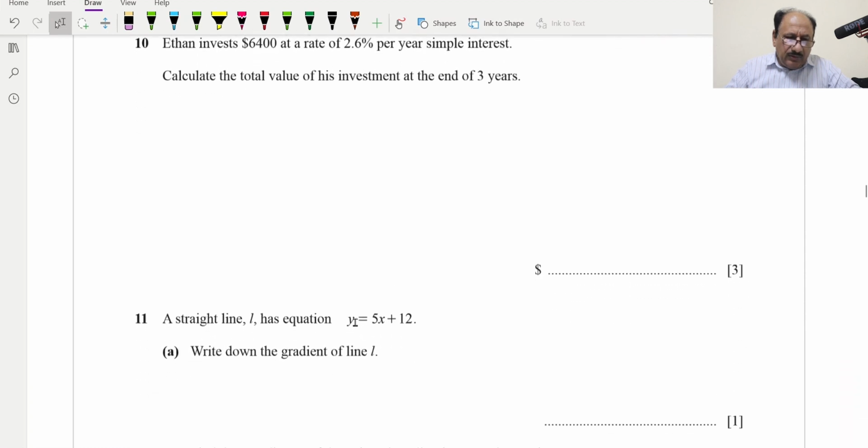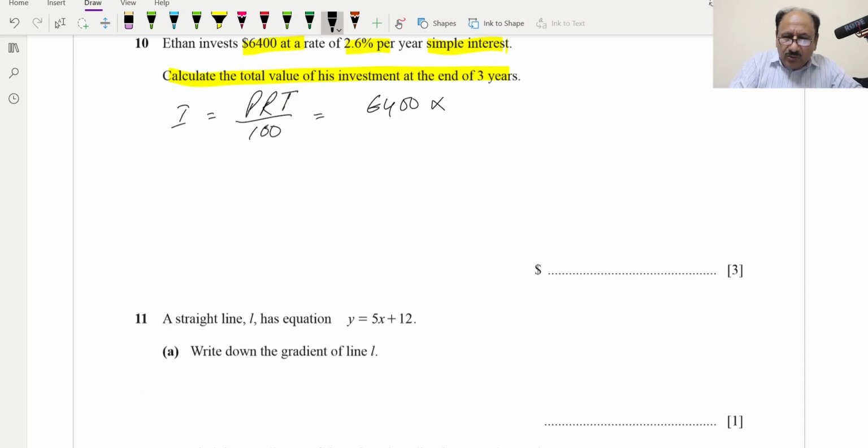Then question number 10, Athens invests this much amount at a rate of 2.6%. This is simple interest. Calculate the total value of his investment at the end of 3 years. So first we can calculate, we know the interest formula. Interest is equal to PRT over 100, and we will be replacing values. Principal amount is 6,400, into rate, which is R, 2.6%, and the duration is 3 years, and divided by 100.